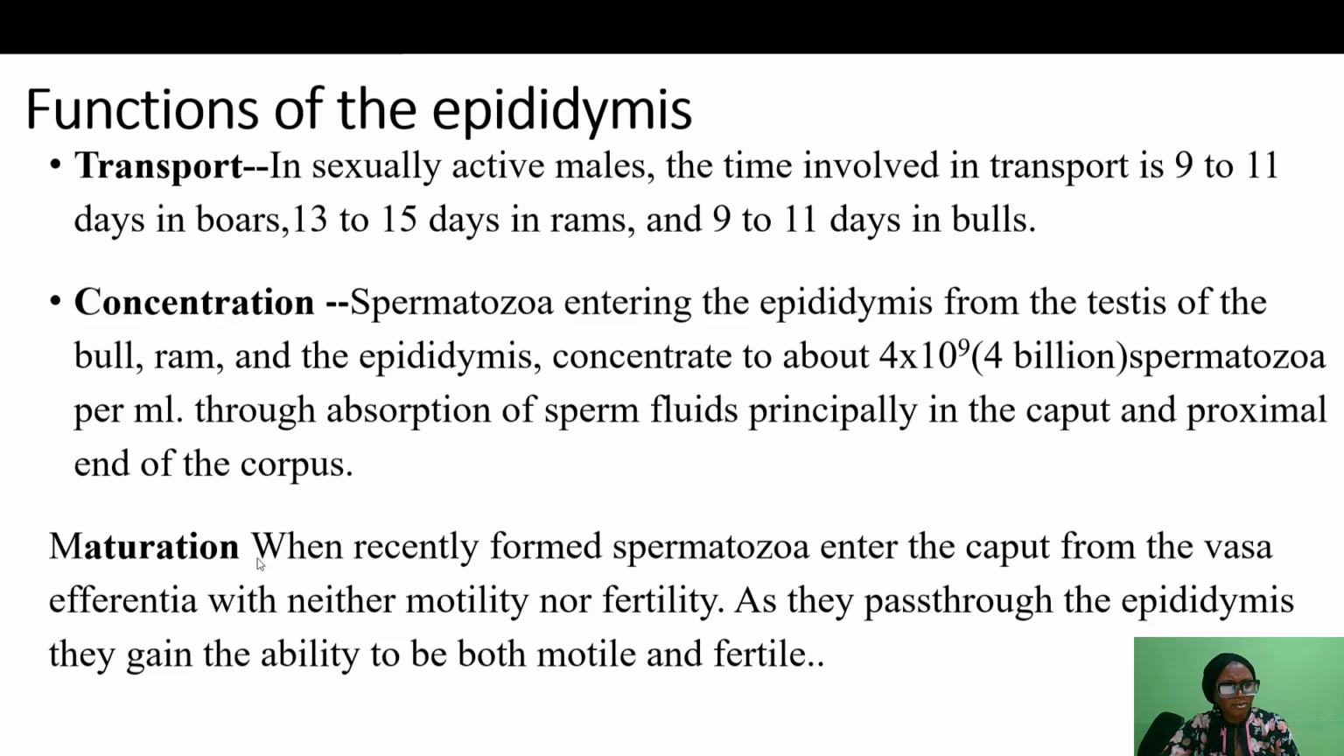Now, the third function of the epididymis is maturation. Maturation occurs at the epididymis, as we have said earlier. For the caput, the corpus, and the cauda, as soon as the sperm cell passes out into the caput from the rete testis, it is not motile and it is not fertile. It cannot fertilize any egg. But as soon as it passes through the epididymis, from the head to the body to the tail, it gains the ability to be motile and to be fertile.